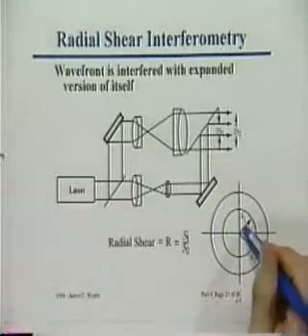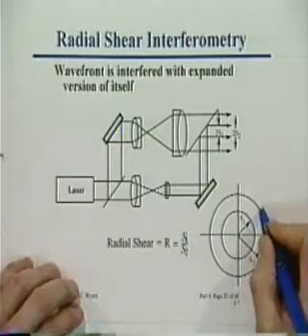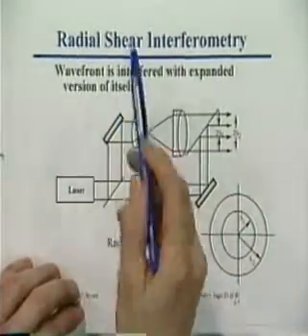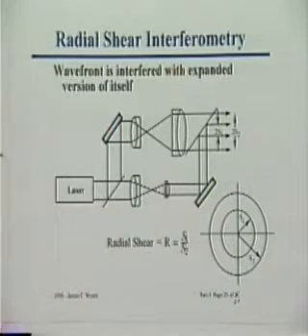And this is a radial shear. So this point on one beam will correspond to that point on the other beam. So we have a radial shear interferometer. And that's all I'm going to say about it, I guess. Any questions?